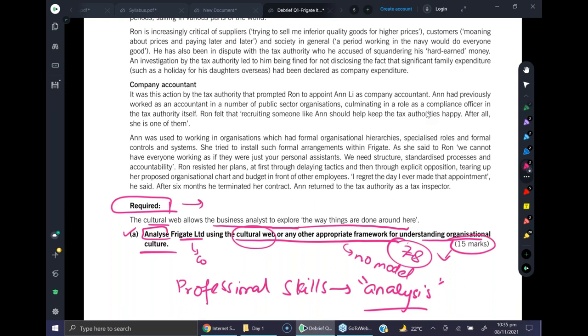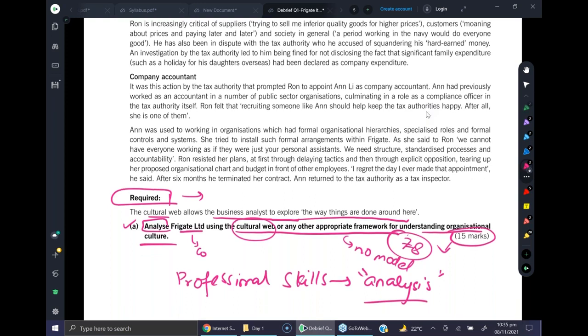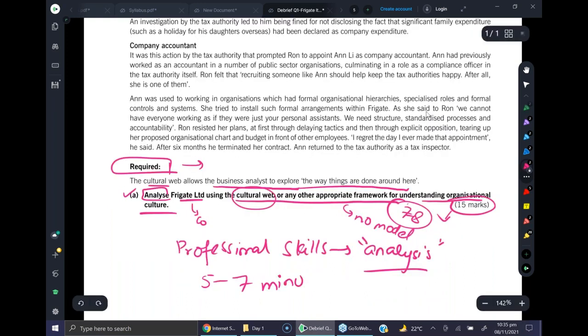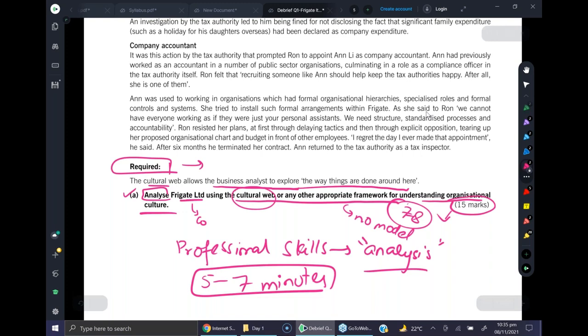Read the question, and I'm giving you 5 to 7 minutes to read this question, and then straight away we'll start discussing it with the main emphasis of analysis professional skill. Can you guys do that? Please open your own copy of question, read it in 5 minutes, and then I will start. Okay, everyone, please start.